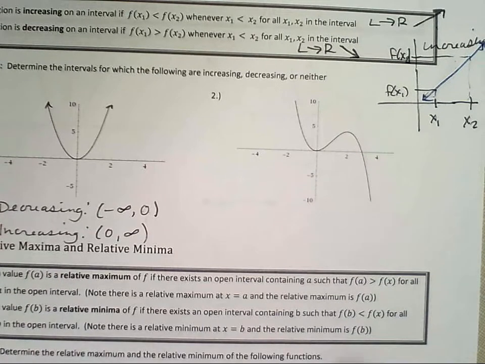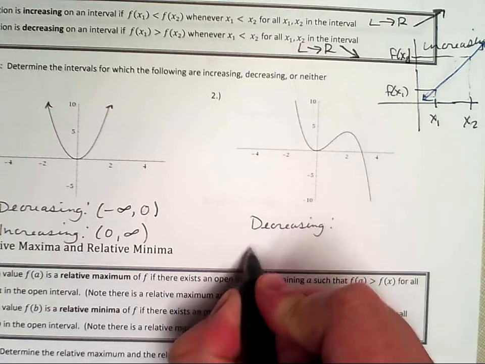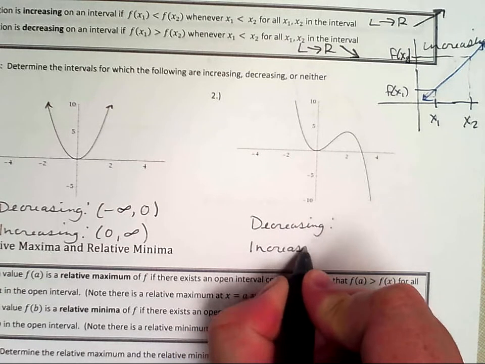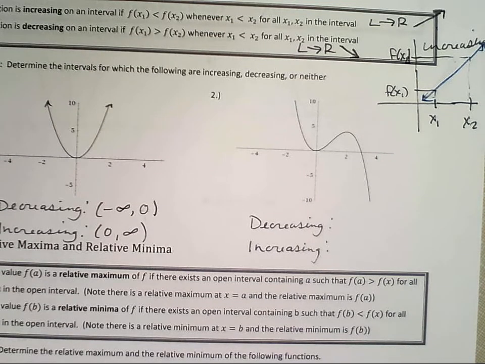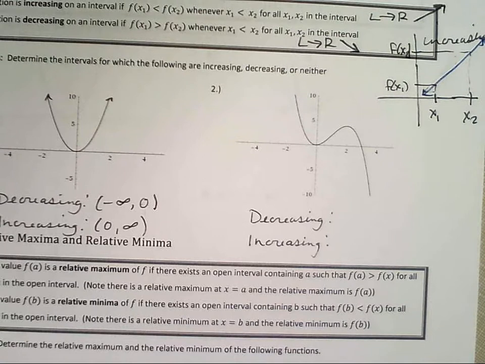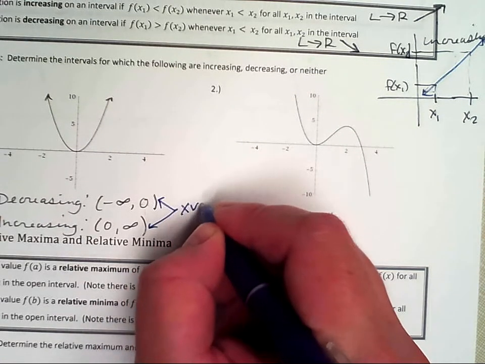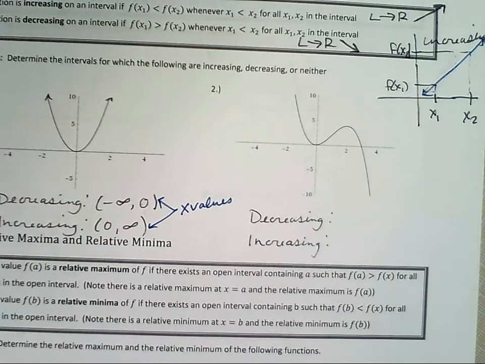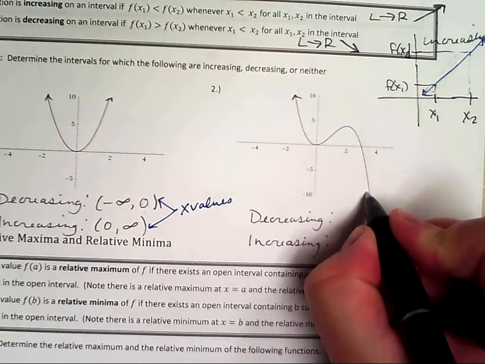All right, number 2. Why don't you guys try it? Remember, decreasing is left to right, it's going down. Increasing is left to right, it's going up. So I'm going to write down my answer. You guys write down your answer. Also, for these intervals of increasing, decreasing, we're talking about our x values, right? So I'll write down my answer. You guys write down your answer.